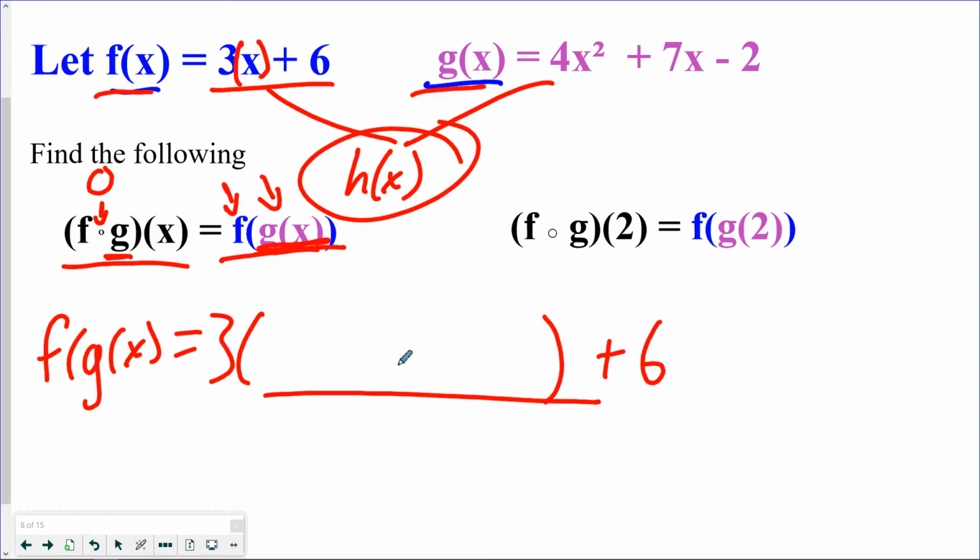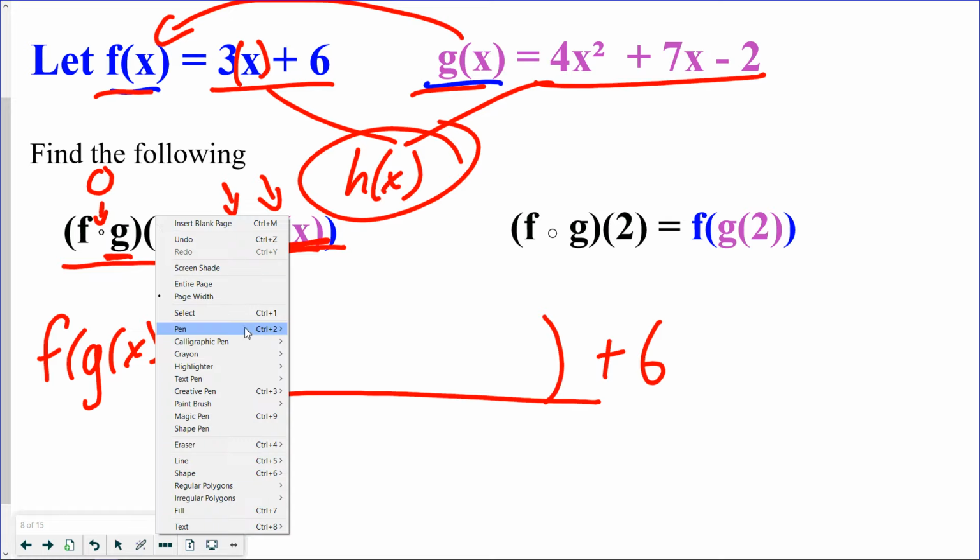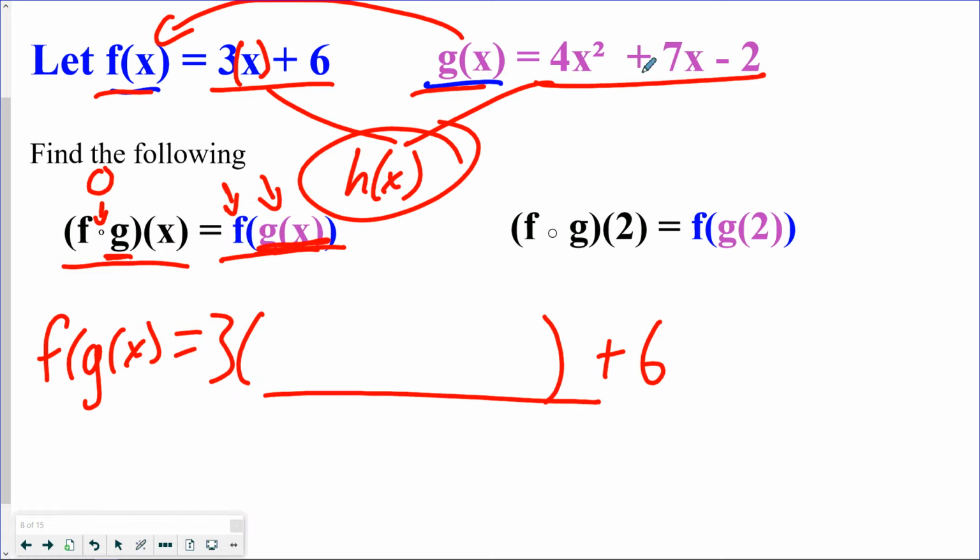Now we need to install this or plug this second g function into the f function to make it work. So where these parentheses are, we're going to take our entire g function and we're going to plug it into the parentheses. We're going to substitute it. So 4x squared plus 7x minus 2. Okay. So we've done the substituting.